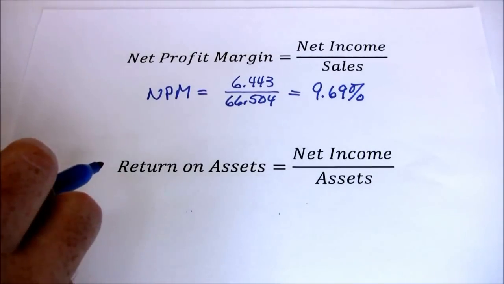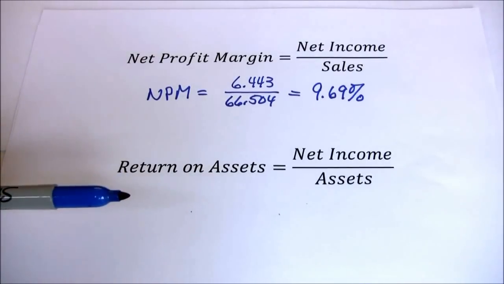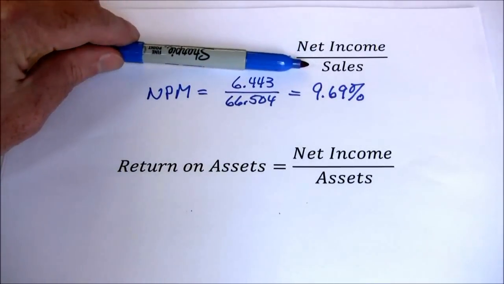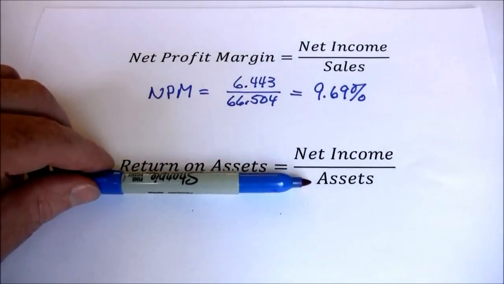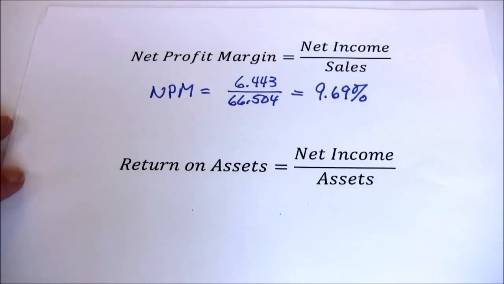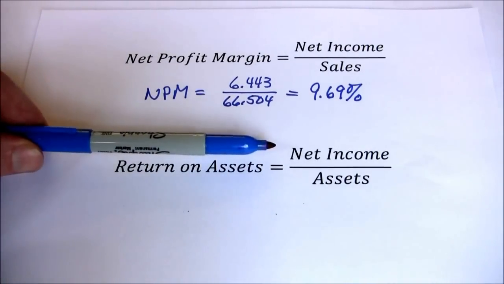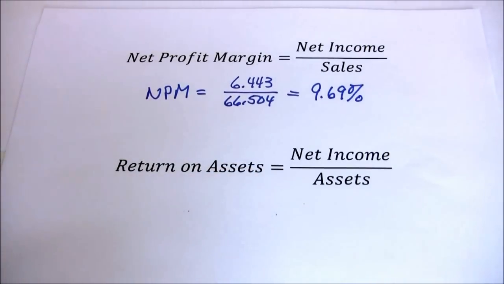Then we've got return on assets. All these other margins that we've been calculating, these profitability ratios, have been using sales as the denominator. Now we're going to change it to assets. How well are we doing at using our assets to generate profits or net income? In a way, this is kind of like our asset management ratios, but now instead of using sales in the numerator, we're focusing on our assets. How well are we doing at generating profits or net income from those assets?